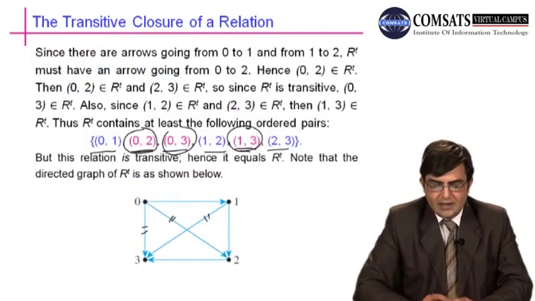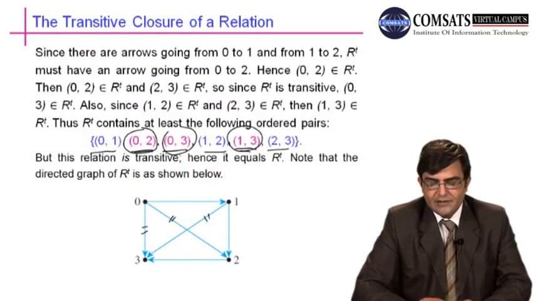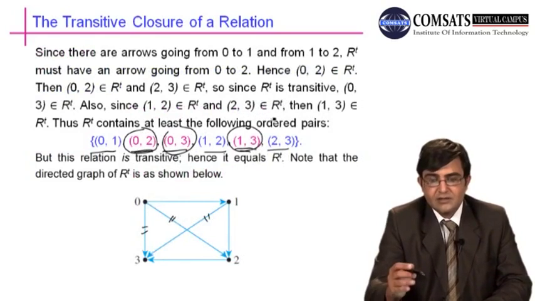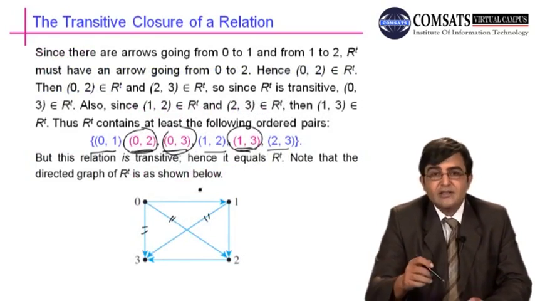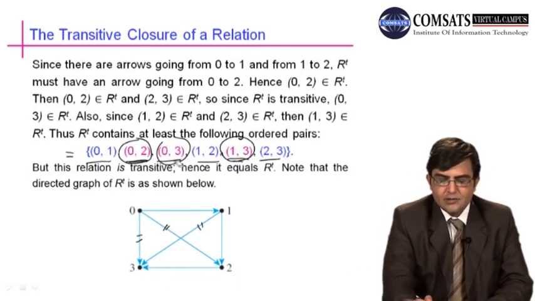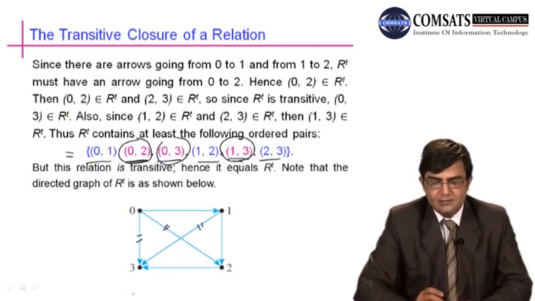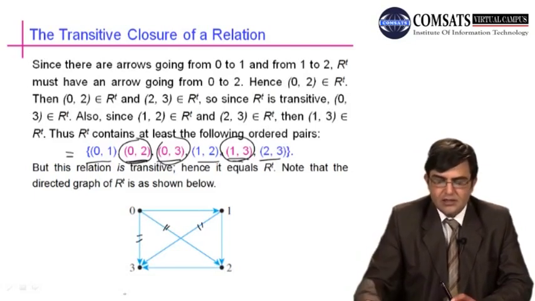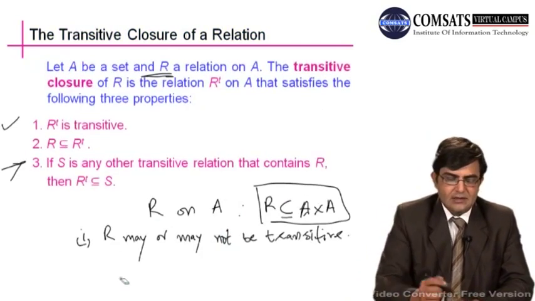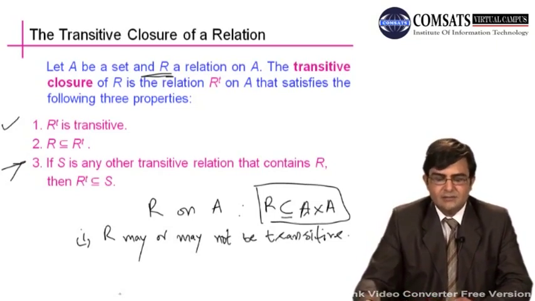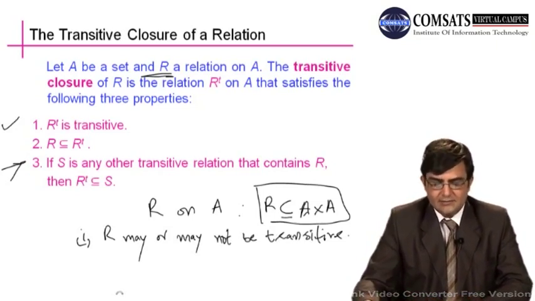So these are basically the least number of ordered pairs which we must add to the relation R, which was given, to make the new relation a transitive relation. We must add these three ordered pairs 0, 2, 0, 3 and 1, 3. Now one thing left to be checked is that if S is any other transitive relation that contains R, then RT must be a subset of S.